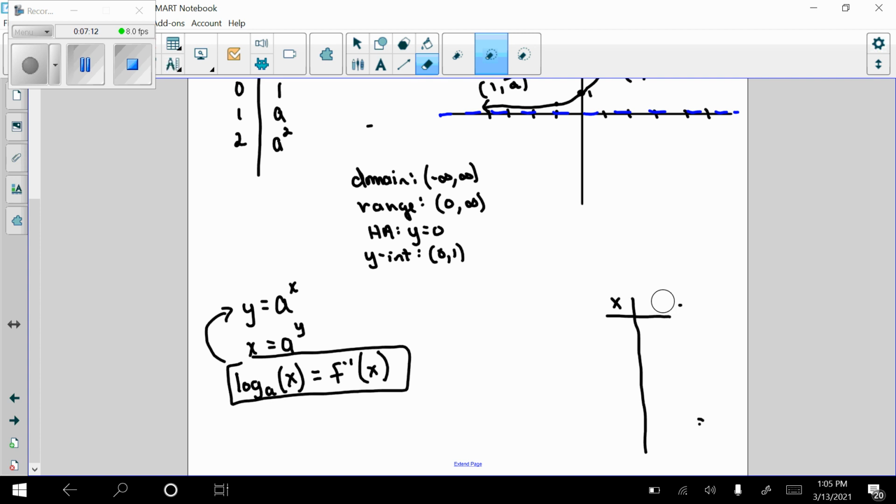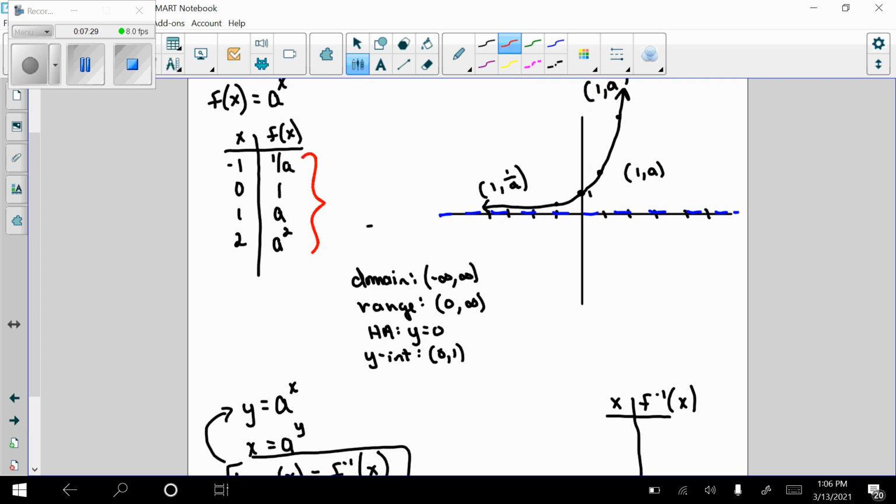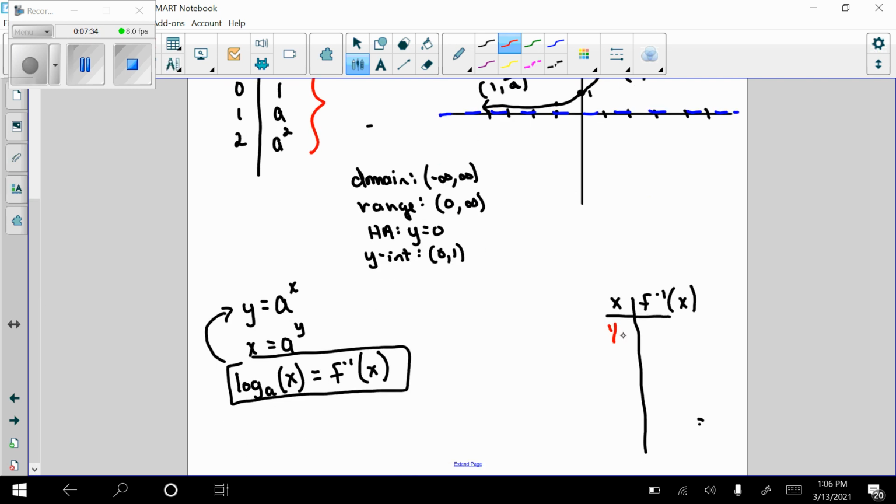That should be a little -1 so you can see it. F inverse of x. There we go. Okay, so I'm going to do this in a different color. All I'm doing now is taking these points and flipping them, because x and y are going to switch places. So I have 1 over a, -1. I have 1, 0. I have a and 1. And I have a squared and 2.